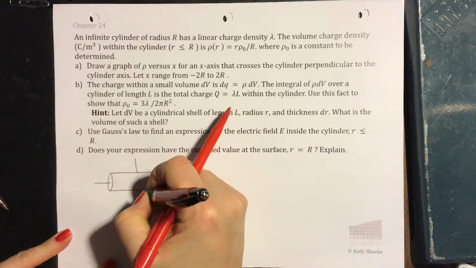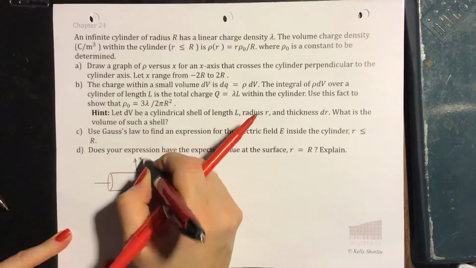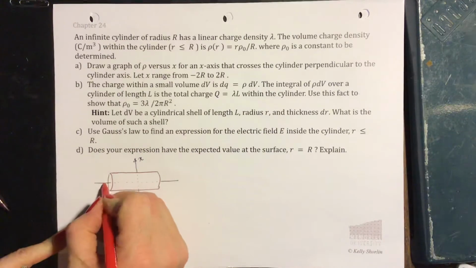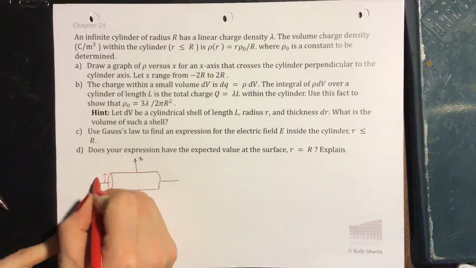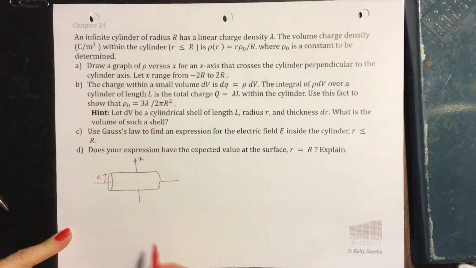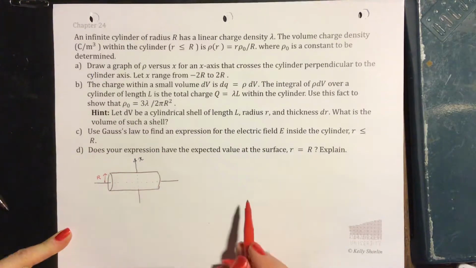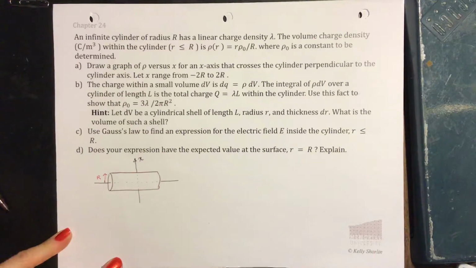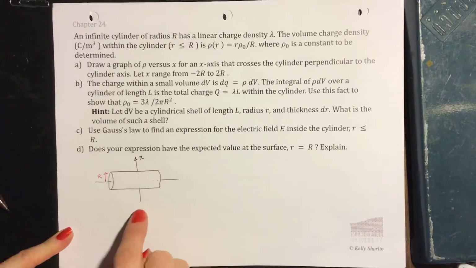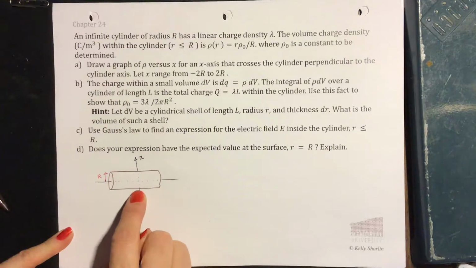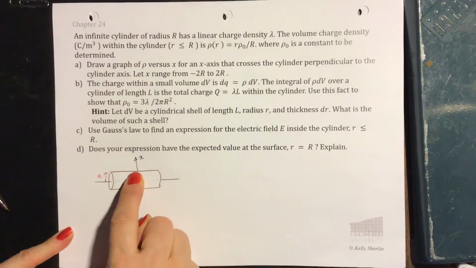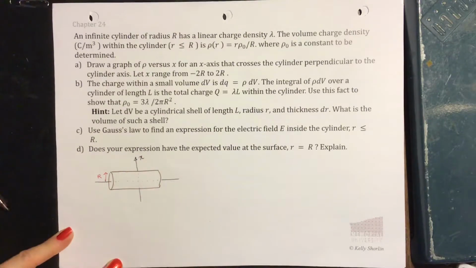There's our x-axis. We want to get some dimensions on there. This distance is the radius of the cylinder, and it has a length L. So we want to draw a graph of what is the density as a function of x. So from down here outside to touching the cylinder, inside the cylinder, through the center, and then outside the cylinder for a little bit. Let's think about what that density is in the different places.